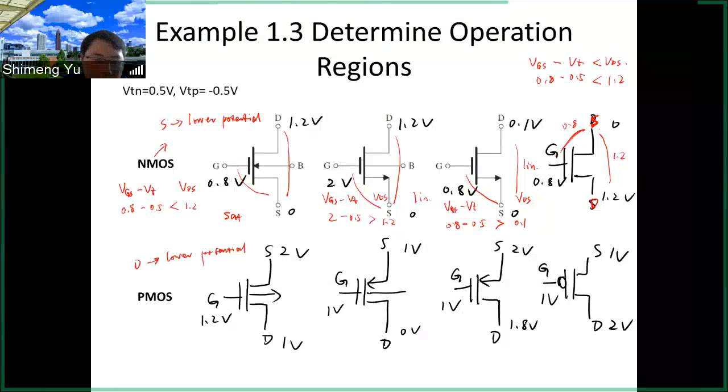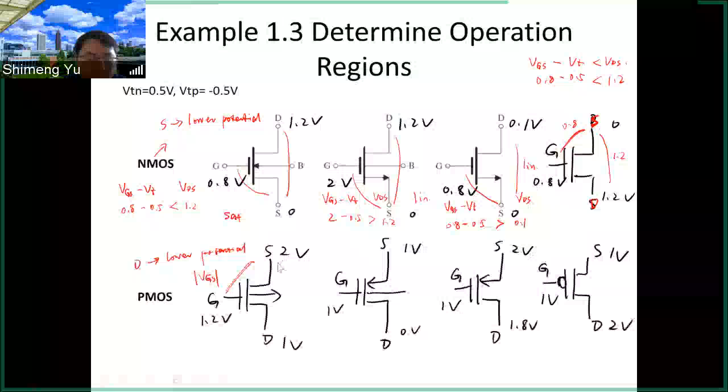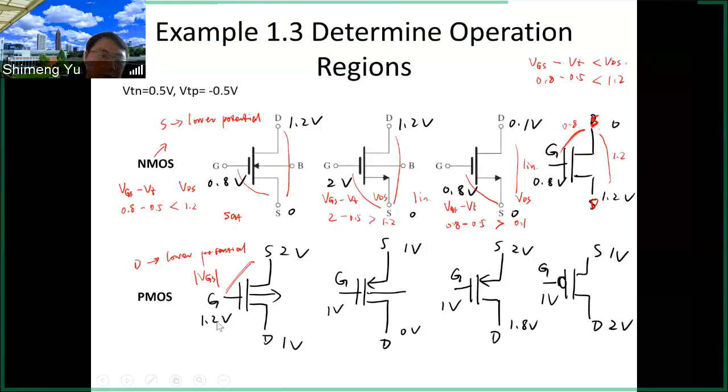So what is VGS? We take the absolute value. You look at the difference between the gate and source. VGS is VG minus VS, 1.2 volts minus 2 volts. It's negative 0.8, but as we only take the absolute value, it's 0.8. So basically you look at the difference between 2 and 1.2, which is 0.8. And similarly, what is VDS? The difference here is 2 and 1, so it's 1.